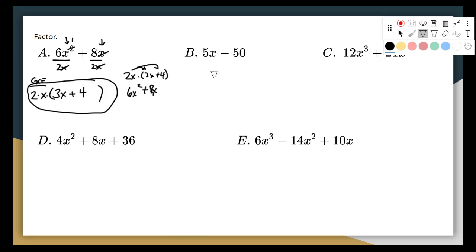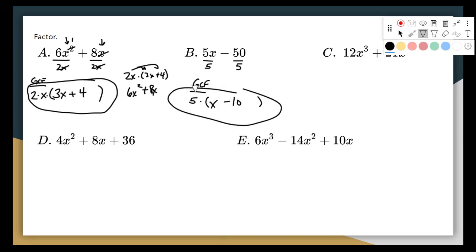All right, let's try letter B. We got a 5 and a 50. 5 is the largest number that goes into both. And then I have 1 power of x in my first term, none in the second term. I can't take any powers of x out. So I need to divide each one of these by 5. 5 divided by 5 is 1. And then I still have that x there. Negative 50 divided by 5 is negative 10. I don't really need this 1 in the front. And this is it. I'm done. If I distribute the 5, sure enough, I get 5x minus 50.